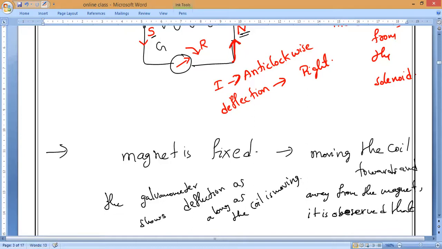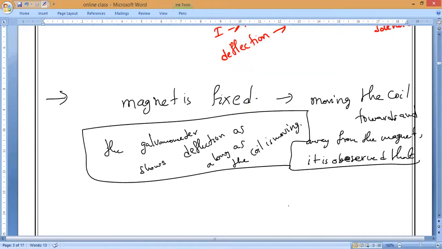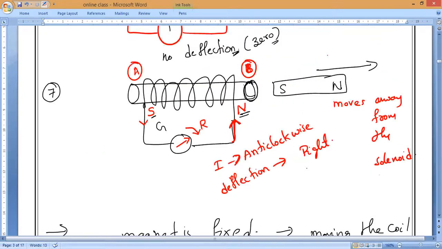So whenever it is moving, remember all of you, only during motion will it produce the current. When it is stopped, then no current is produced. That is what you have to remember. Either the bar magnet is moving or the coil is moving, then only the current is produced. This is what this experiment is about.